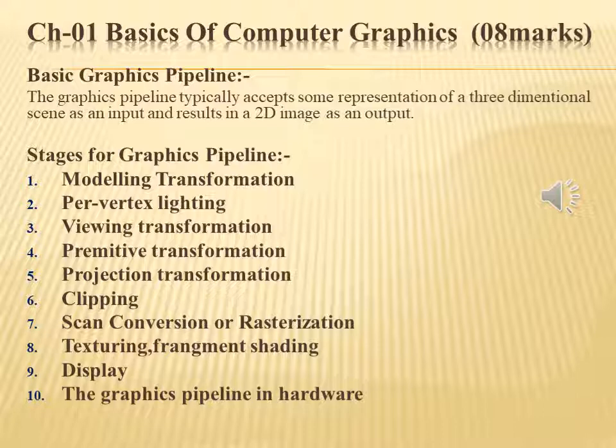The last is the graphics pipeline in hardware. The rendering pipeline is mapped onto current graphics acceleration hardware such that the input to the GPU is in the form of vertices. These vertices then undergo transformations and the per vertex lighting. A second custom shader program can then be run on each fragment before the final pixel values are output to the frame buffer for display.